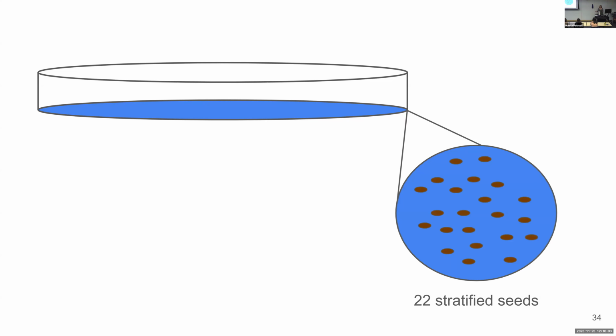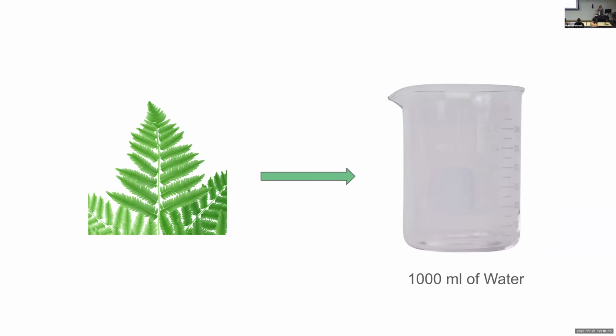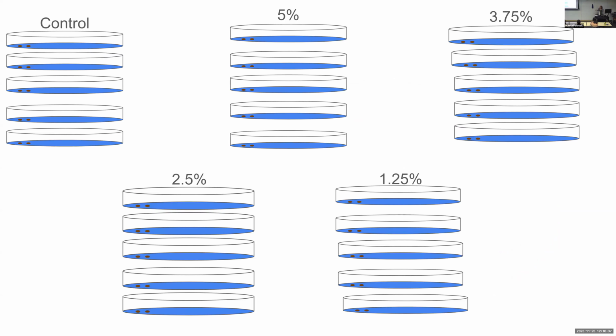Each Petri dish had 22 stratified seeds, and there are 25 dishes: 5 treatments and 5 plates per treatment. Our treatments are a serial dilution of bracken fern leachate. So essentially, we made bracken fern tea. We put dried bracken fern into 1,000 milliliters of water at their percentage weight for 48 hours, and then we drained it, and we are using that to water these Petri dishes over 28 days. So these are our 5 concentrations. We have a control, which is just regular water, 5% dilution, 3.75%, 2.5%, and 1.25% dilution.